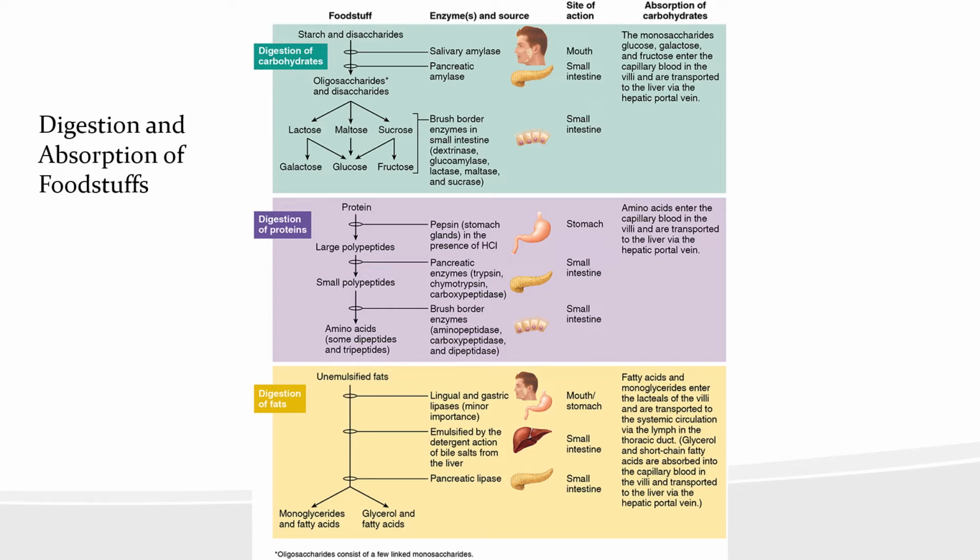Proteins are digested to their building blocks, which are amino acids. The intermediate product of protein digestion is polypeptides. And then when lipids, or fats, are digested, they yield 2 different types of building blocks: fatty acids and an alcohol called glycerol. Incomplete digestion may preserve monoglycerides and fatty acids. The digestion, or chemical breakdown, of carbohydrates, proteins, and fats is summarized in this chart here. You can look at this chart to see where the site of action is, the enzymes and the source of those enzymes, and how those are ultimately absorbed.